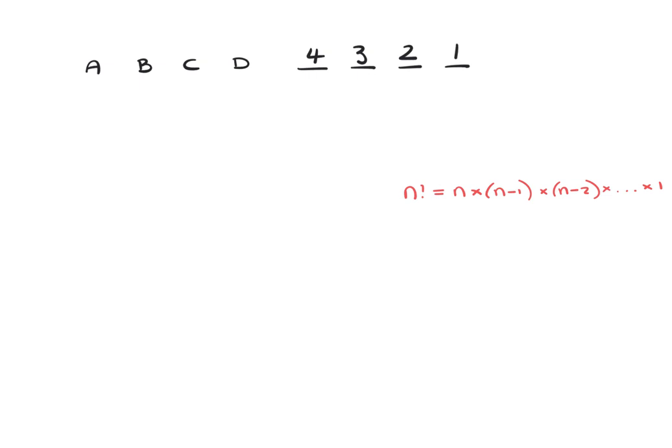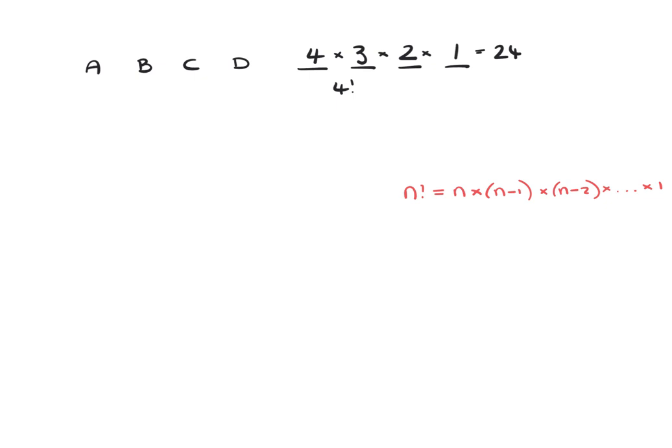For my third position, there are now only 2 cards left, and for my fourth position, there is only 1 card left. So to calculate the number of arrangements, I can multiply 4 by 3 by 2 by 1, which gives us 24 different arrangements. Now, this could also be written as 4 factorial, because a factorial means if we have n factorial, we do n multiplied by n minus 1, multiplied by n minus 2, and so on all the way down to 1. So 4 times 3 times 2 times 1 can be written as 4 factorial.